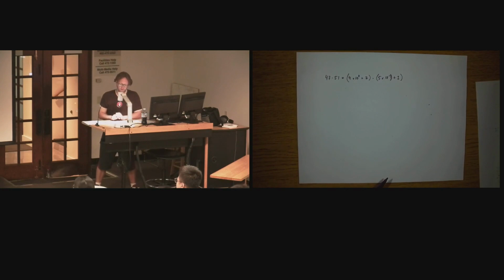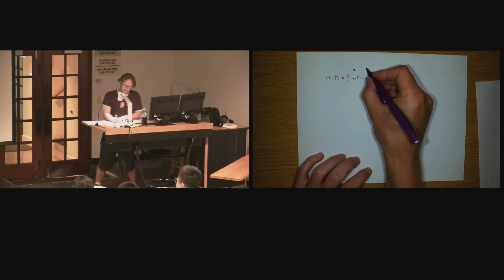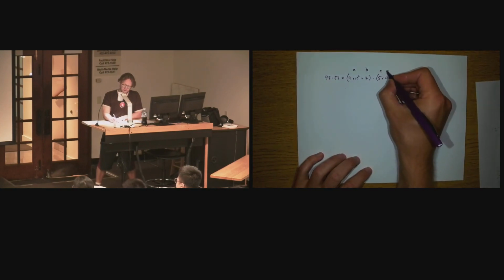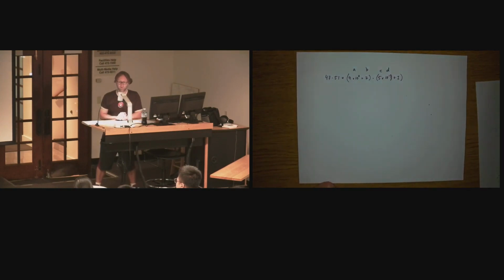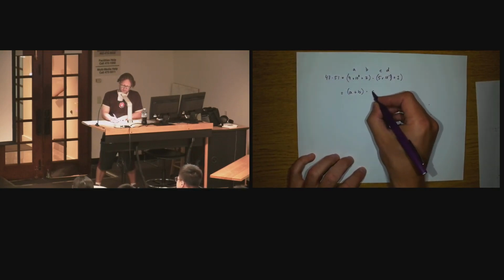Right. Now, what do you see here? You see A, B, C, and D. Right? So let me rewrite this as A plus B times C plus D.